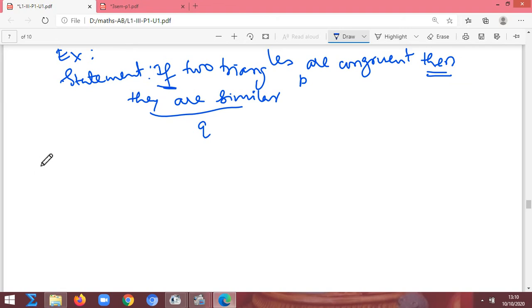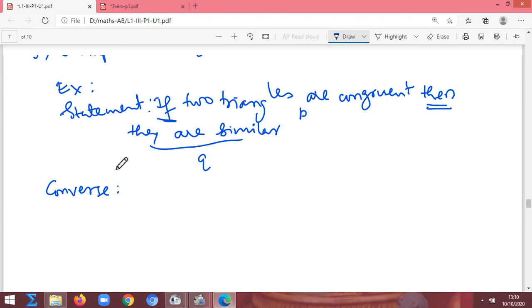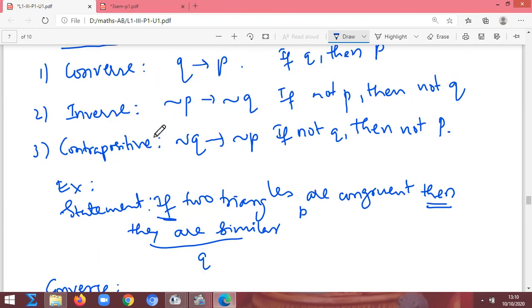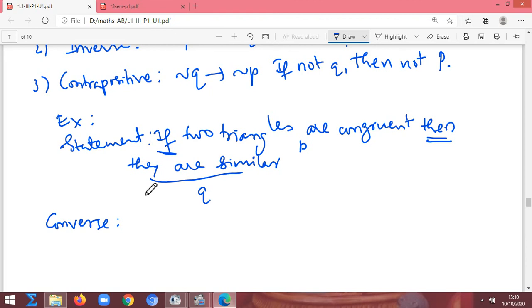Now let us see what the converse of this is. Converse means Q implies P, so we have to reverse it. First put Q: if two triangles are similar, then they are congruent.